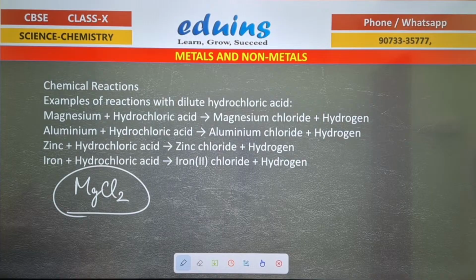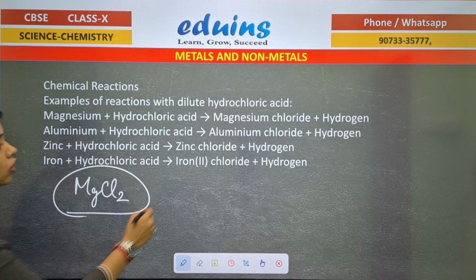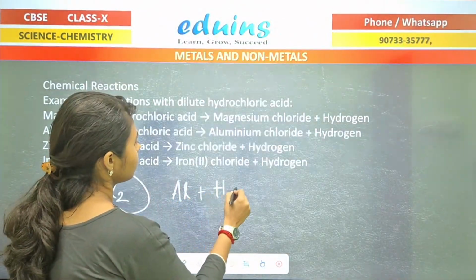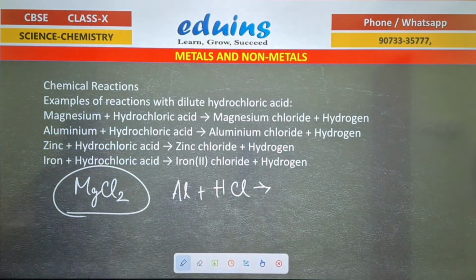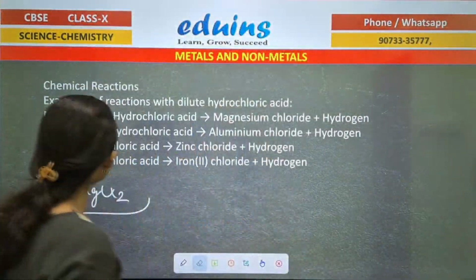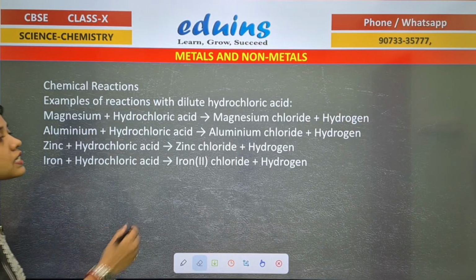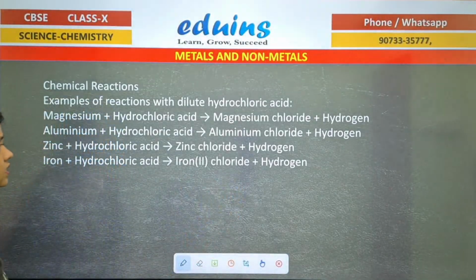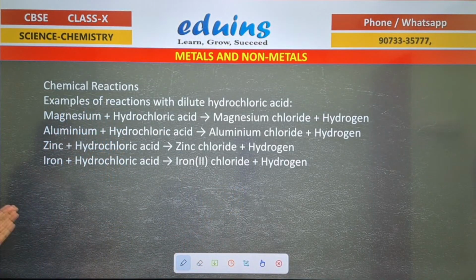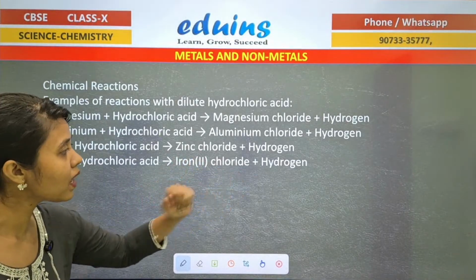So magnesium chloride with hydrogen. And for aluminium with the acidic reaction, aluminium with hydrochloric acid, that means Al plus HCl, that produces aluminium chloride, AlCl3, with the hydrogen gas. Now zinc with the hydrochloric acid produces zinc chloride and hydrogen gas. And iron plus hydrochloric acid produces iron 2 chloride plus hydrogen.